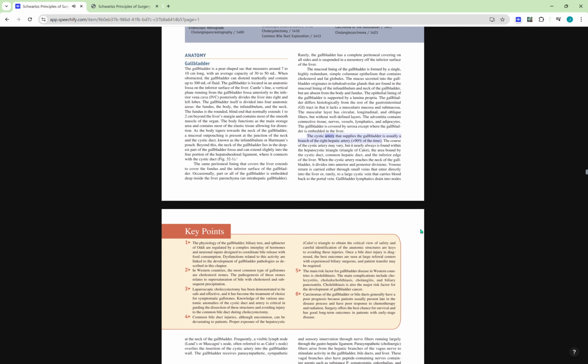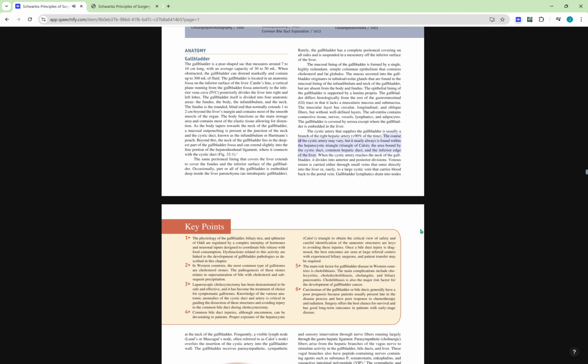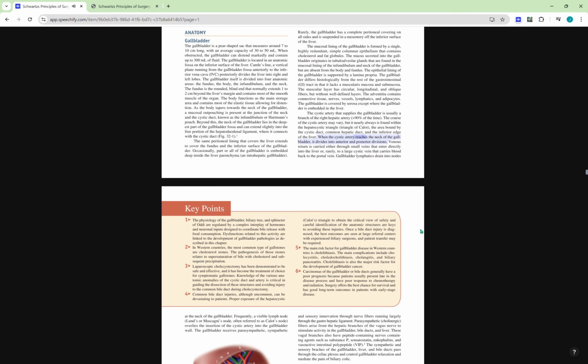The cystic artery that supplies the gallbladder is usually a branch of the right hepatic artery. The course of the cystic artery may vary, but it nearly always is found within the hepatocystic triangle, the area bound by the cystic duct, common hepatic duct, and the inferior edge of the liver. When the cystic artery reaches the neck of the gallbladder, it divides into anterior and posterior divisions.